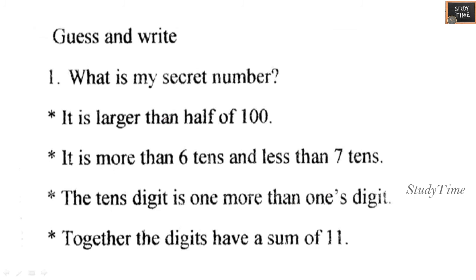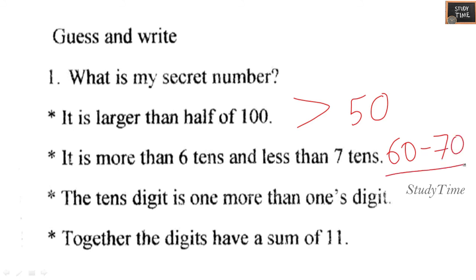What is my secret number? So you're going to find a secret number. Here clues are given. Four clues are given. So it is larger than half of 100. Larger than half of 100 is 50. So it is greater than 50. So we found out that the number is greater than 50. It is more than 6 tens and less than 7 tens. So it is somewhere between 60 and 70. The number is between 60 and 70. That is what it means: more than 6 tens and less than 7 tens.